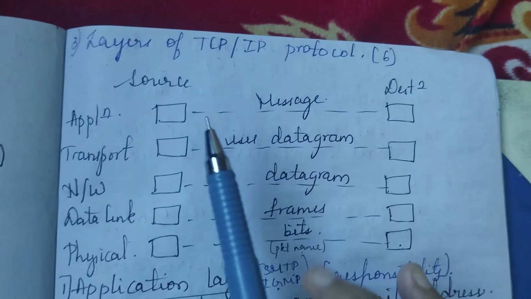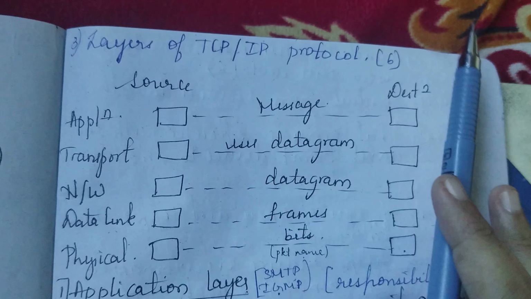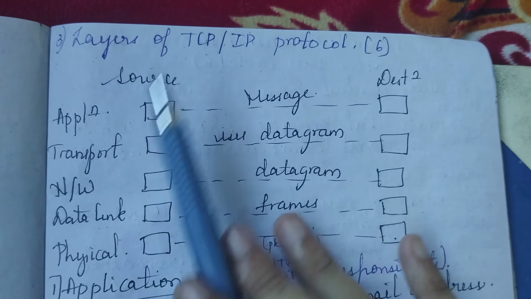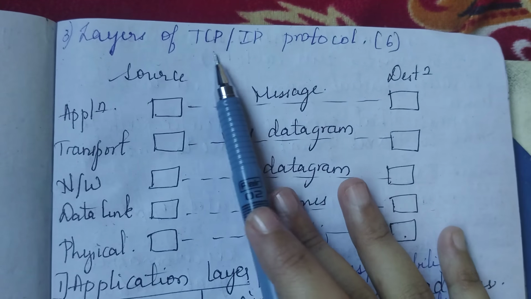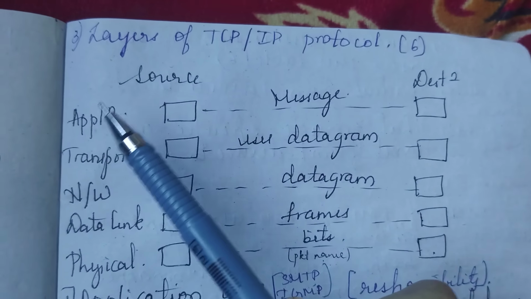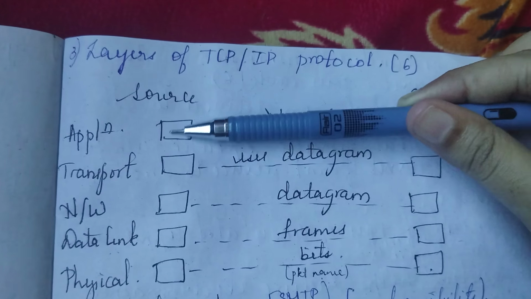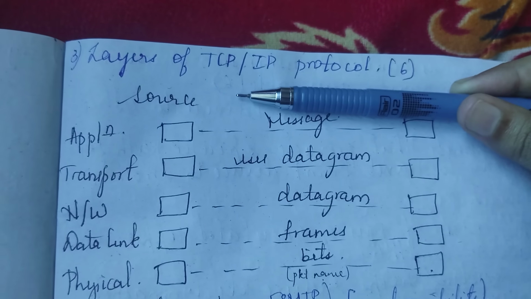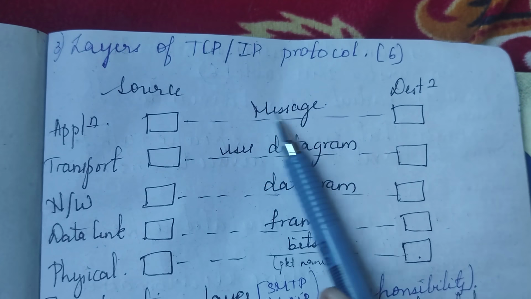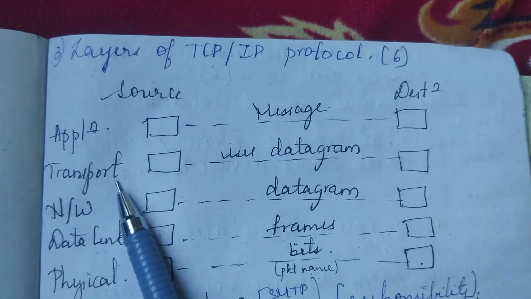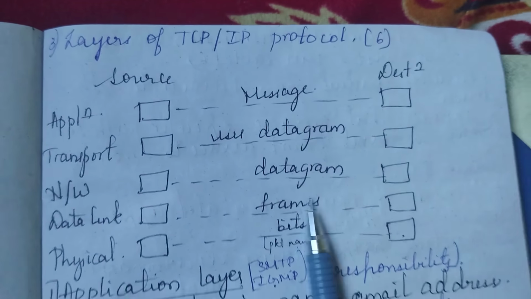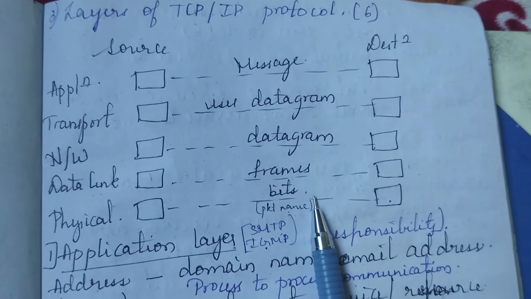Remember, when data is getting transferred from source to destination, at each layer in the TCP/IP protocol, what will happen? Remember, TCP/IP will always have 5 layers. When the data goes from, let us say, the application layer, the data is called a message, and a user datagram in the transport layer. In network it is called a datagram, in data link it is frames, and in physical it is bits.